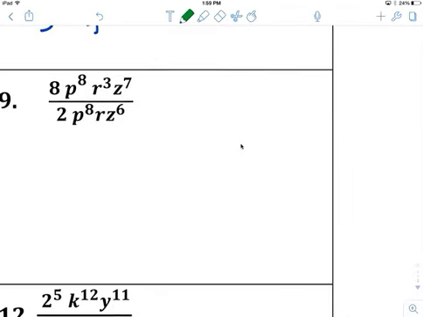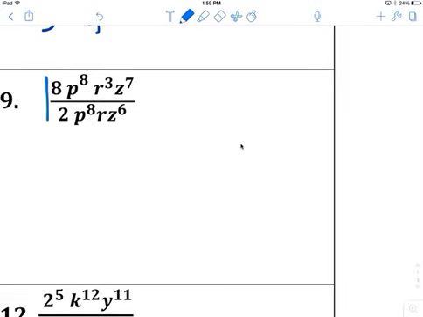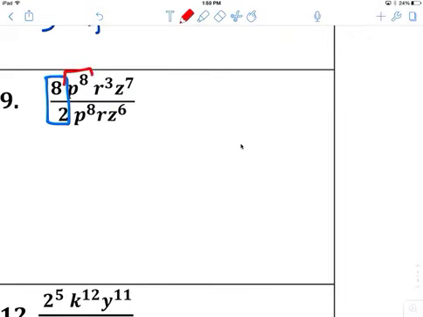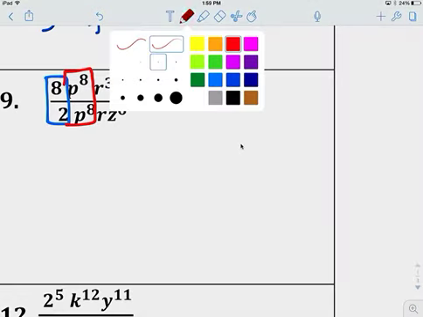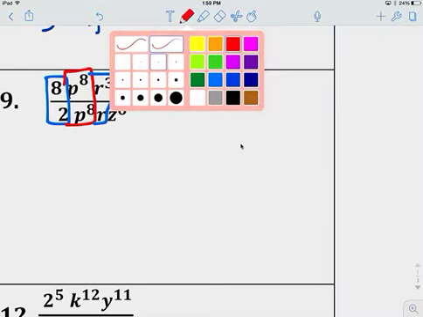Number 9, so we got 4 problems here. 1, 2, 3, and 4.